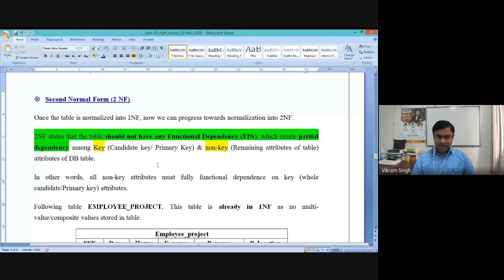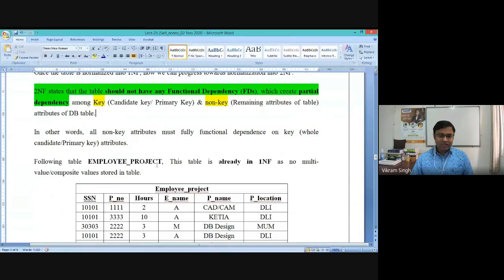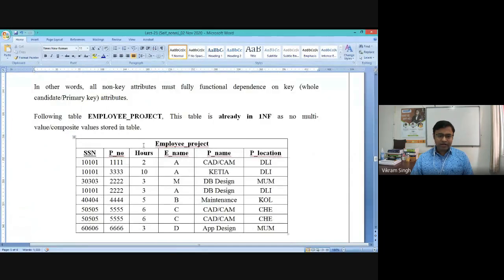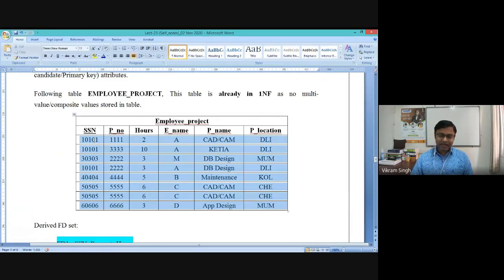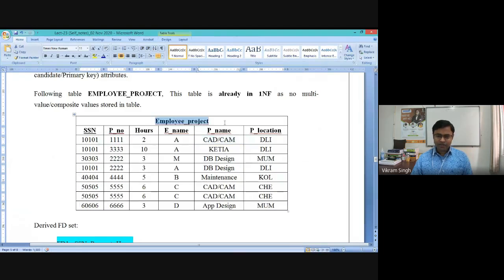So now we will see how it is going to happen. Now let's take this particular database table. Based on this database instance, I can claim that this project employee relation is already in the first normal form, because it does not have any multi-valued composite value. It is for sure, right?